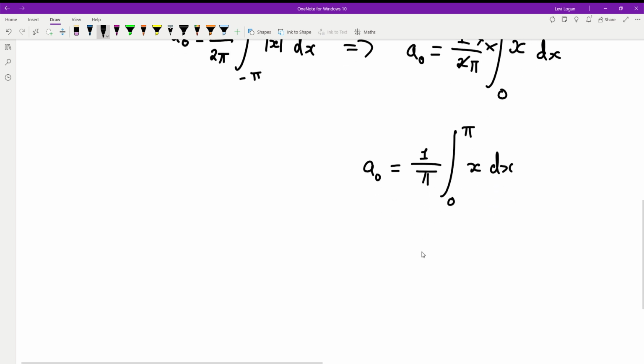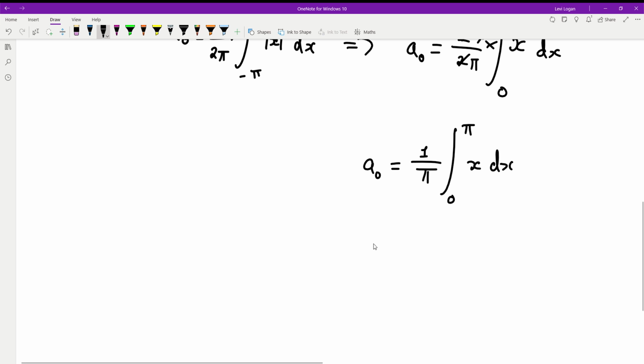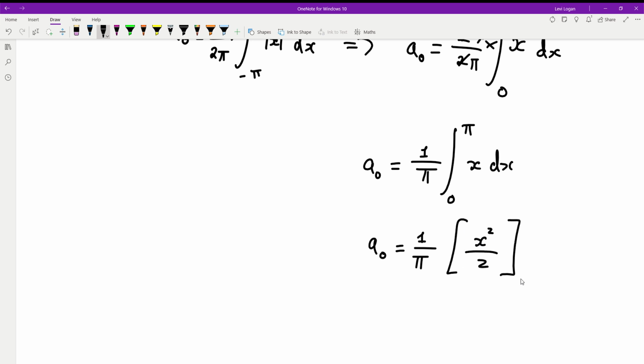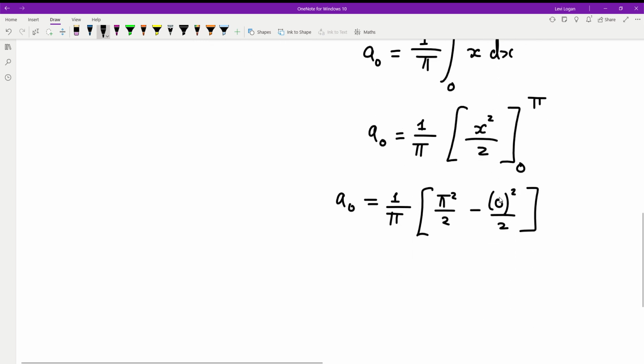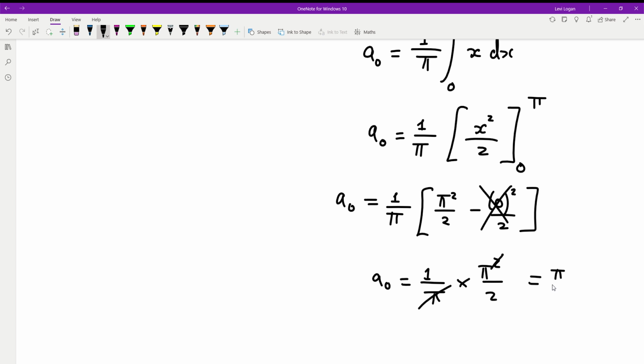Now to work this out, you use the power rule: add 1 to the power and divide by the new power. So a naught is 1 on pi times x squared on 2, from 0 to pi. Subbing in pi first, we have that 1 on pi at the front, so you get pi squared on 2 minus 0 squared on 2, and we can see straight away that is just nothing. So your a naught is 1 over pi times pi squared on 2, which gives pi on 2 as our a naught.